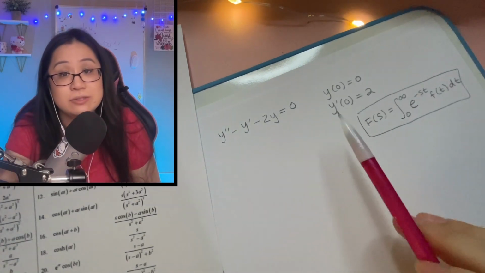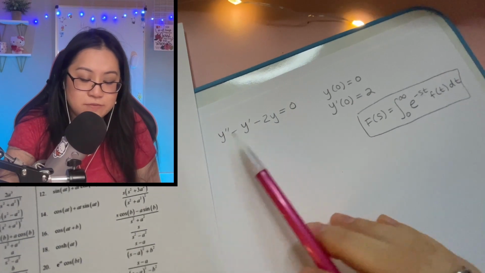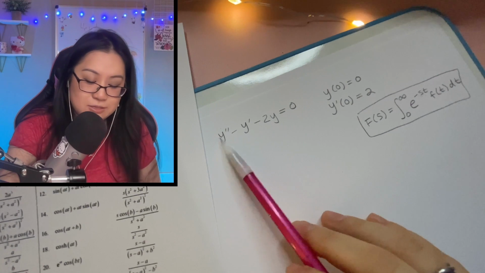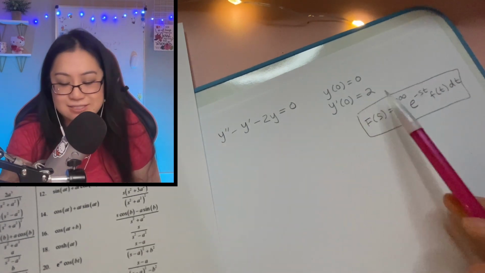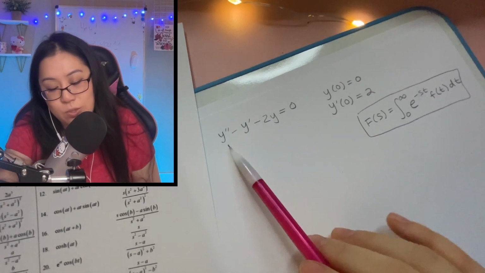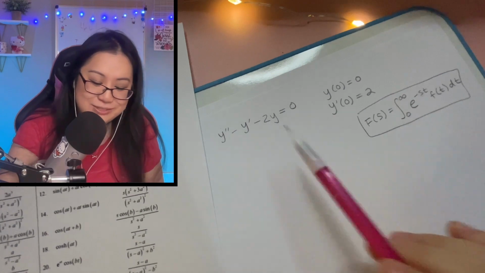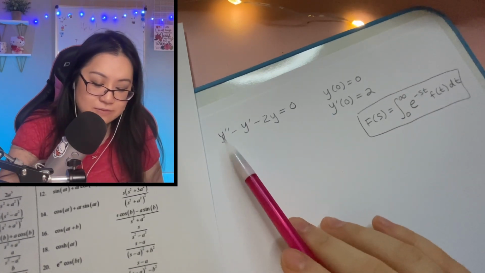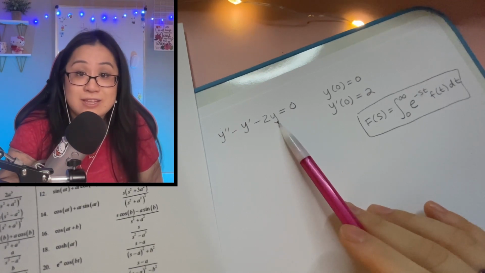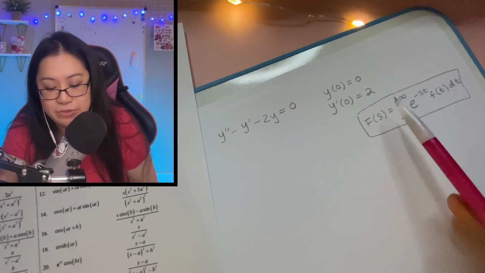The key technique here is that we're going to take the Laplace transform of this side and this side. That means we can take the Laplace transform of each part, because it is an integral, so it's a linear operation. We can take the Laplace of this, minus the Laplace of this, minus 2 times the Laplace of this, and it equals the Laplace of 0, which is just going to be 0.